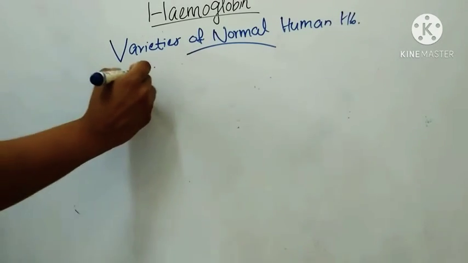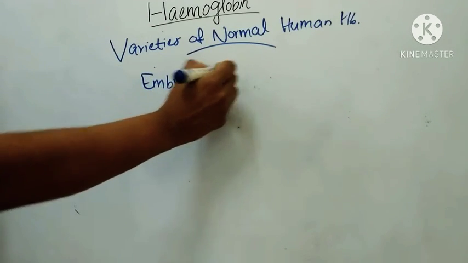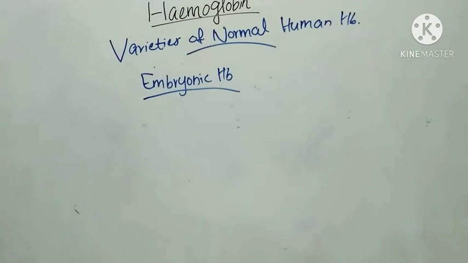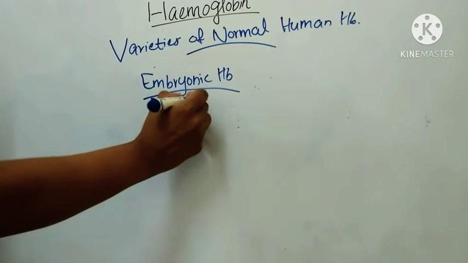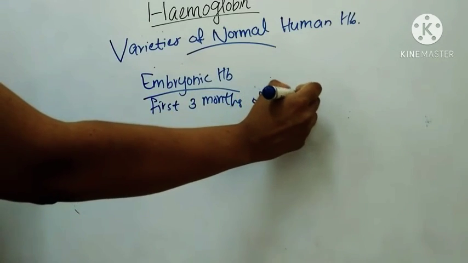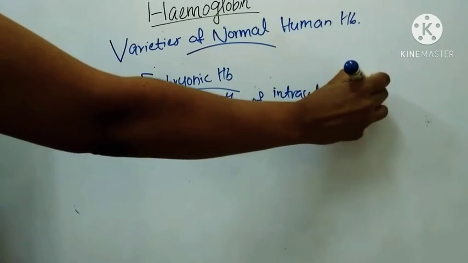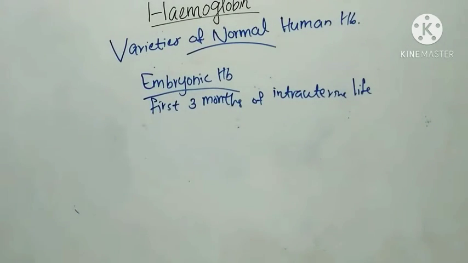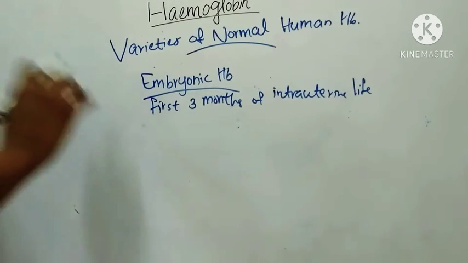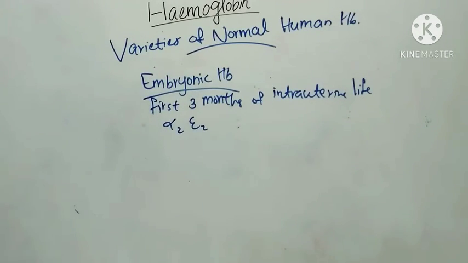Next one is embryonic hemoglobin. This is found in the first 3 months of intrauterine life of the baby. It contains 2 alpha chains and 2 epsilon chains, so it is alpha 2 epsilon 2.